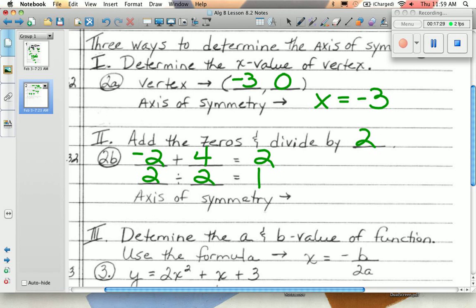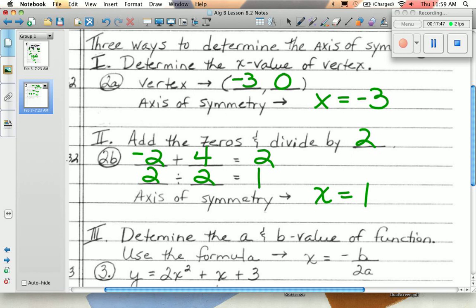So what's our axis of symmetry going to be? 1. Not just 1, but x. It's an equation: x equals 1. This is where students always go wrong. It's a line, it's not just a number. It's a line. So x equals 1.